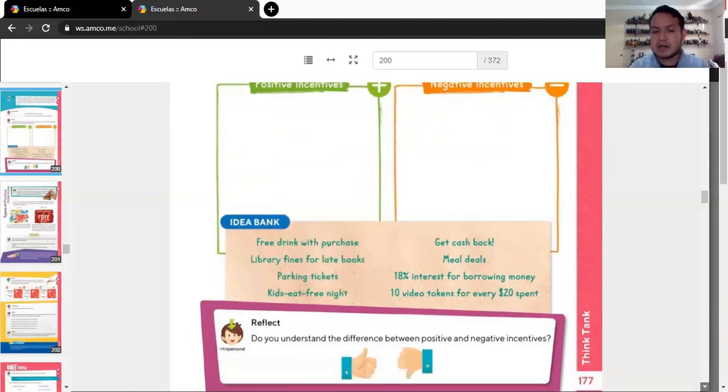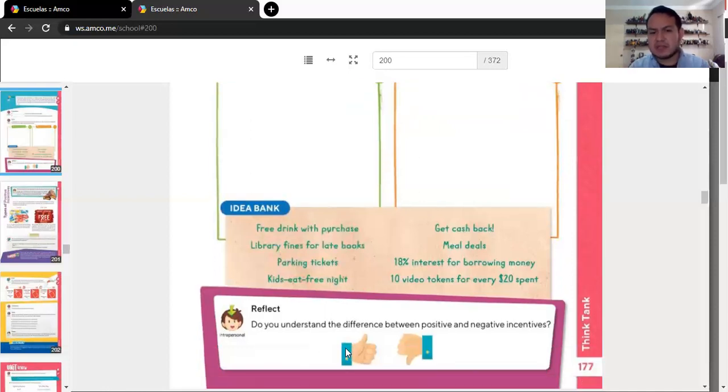And then the last part, sorry about the blackout. The last part is, do you understand the difference between positive incentive and negative incentive? If you do, thumb up. If you don't, thumb down. And that's pretty much all the work of today. I'll stop sharing my screen and let's summarize the work of today.